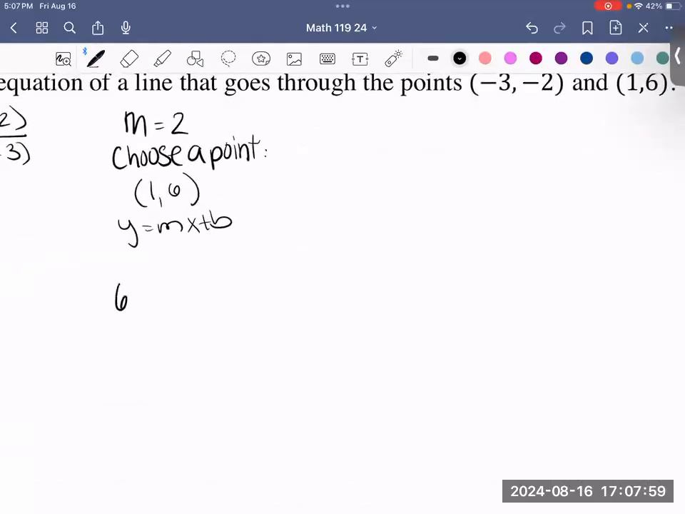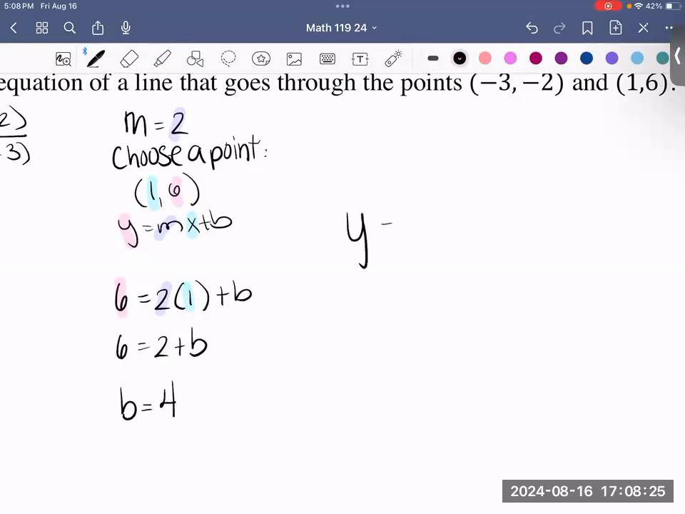So I have 6 is equal to 2 times 1 plus b. So this 2 being your slope, this 1 being your x, and this 6 being your y. We're solving for b. So b is equal to 4. So y equals 2x plus 4.